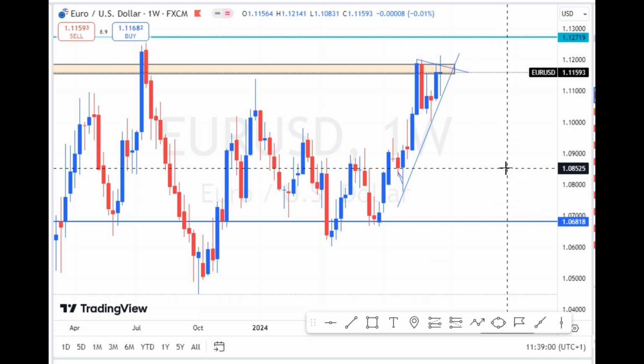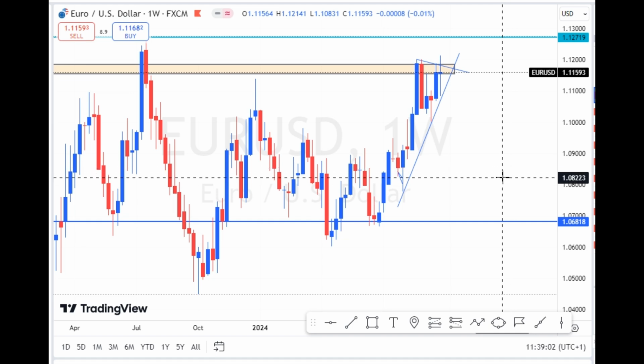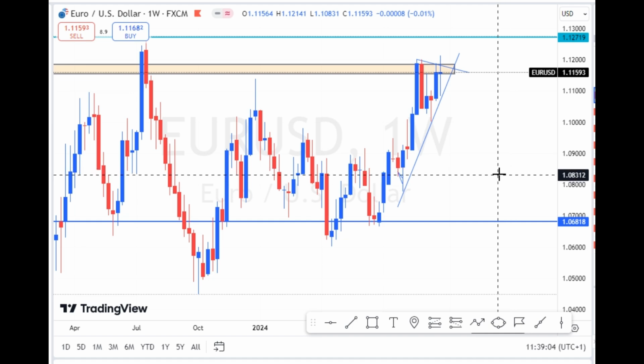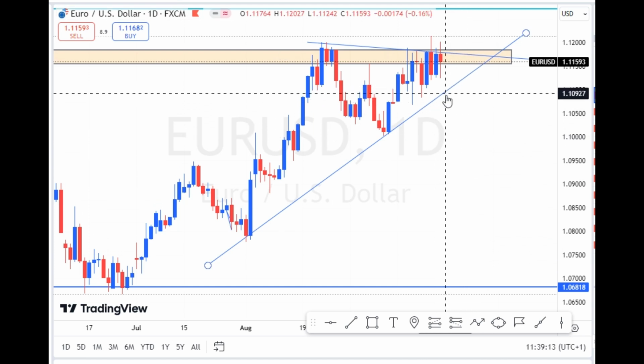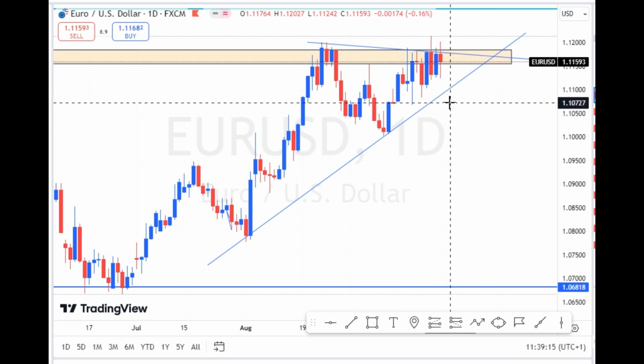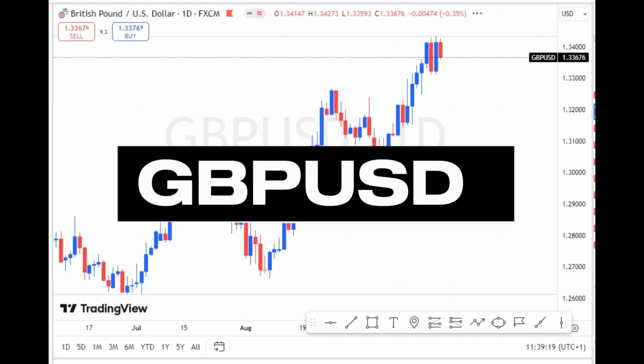week. So Euro USD is possible to drop for the week. We'll be waiting for price on the daily chart to break out of this trend line. Then we'll look out for a selling opportunity for Euro USD this week. So let's look at our next pair, which is the Great British Pound USD.